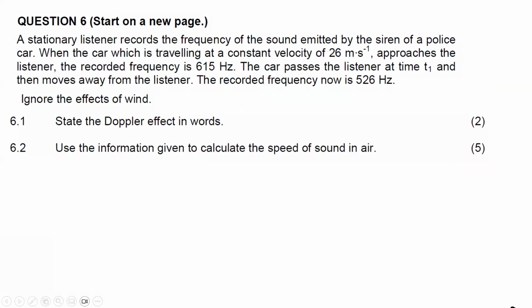Okay, let's look at a stationary listener. A stationary listener records the frequency of the sound emitted by the siren of a police car. When the car, traveling at a constant velocity of 26 meters per second, approaches the listener, the recorded frequency is 615 hertz. The car passes the listener at time t1, then moves away from the listener. The recorded frequency now is 526 hertz. Ignore the effects of wind. State the Doppler effect in words.